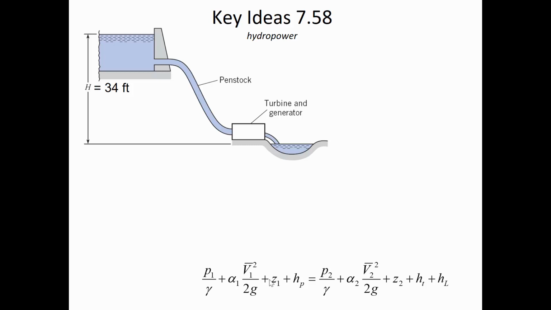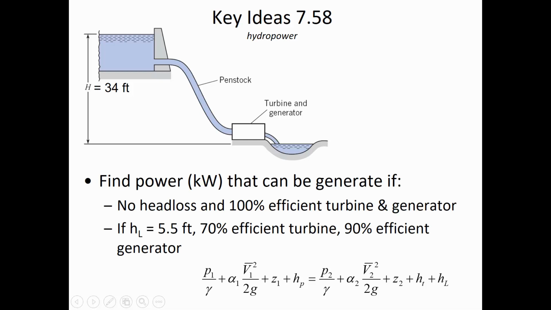All right, so this is exactly that scenario that I just drew on the whiteboard. An elevated reservoir connected to a penstock that goes to a turbine and generator. So what we know is that the elevation difference between the upstream reservoir and the downstream reservoir here is 34 feet. And if I'm not mistaken, this is a mixed units problem, which can make it a little bit tricky. So we've got 34 feet of elevation difference, and they want you to tell them the power in kilowatts that can be generated.